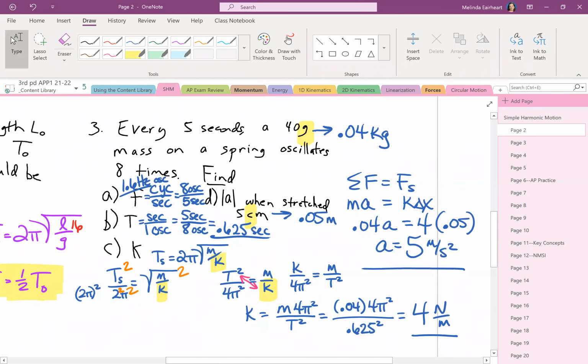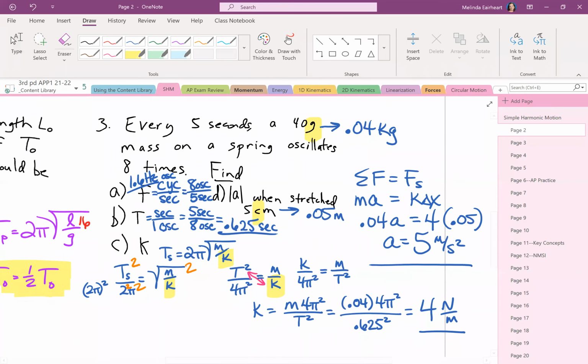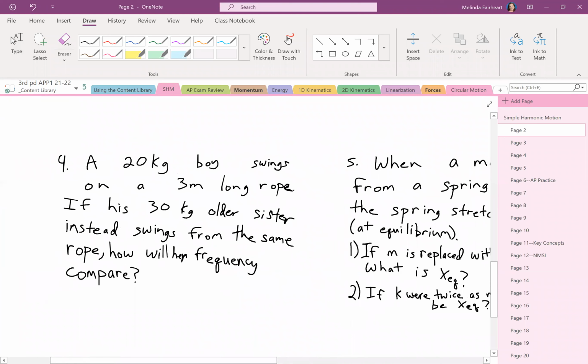So to me, the big difference in this problem was how they gave us the information for period and frequency. They gave us multiple oscillations and we had to reduce. And then some practice with the algebra of solving for a denominator under the square root. All right, let's do the next one.